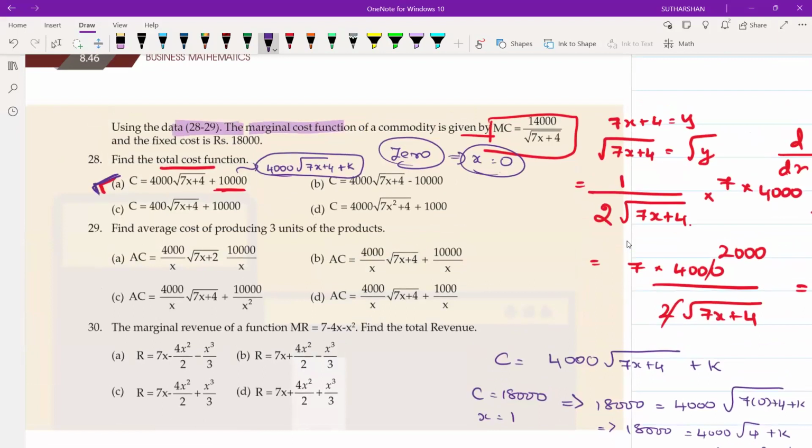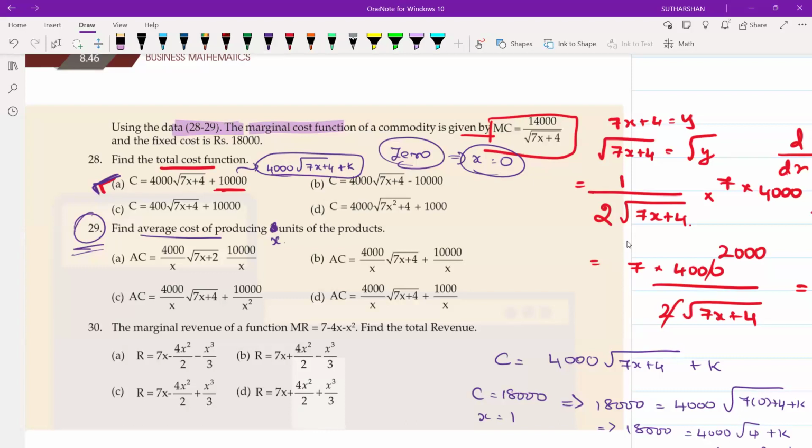Yes, sir. Next, we'll go for question number 29. Find the average cost of producing 3 units of products. It's not 3 units, exactly. We need to find out x units. What is the average cost of producing x units of product? Simply everything is divided by x. 4,000 root of 7x plus 4 divided by x, and 10,000 divided by x. So here the sign is also missing, I think.